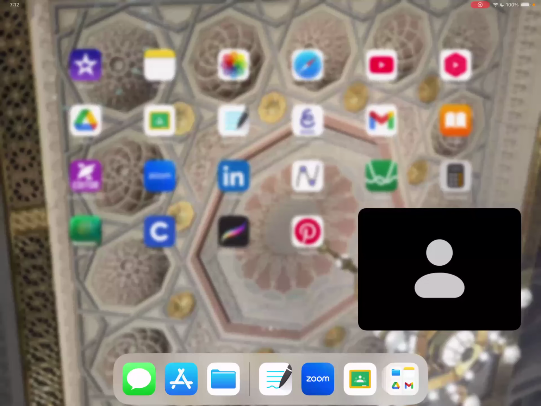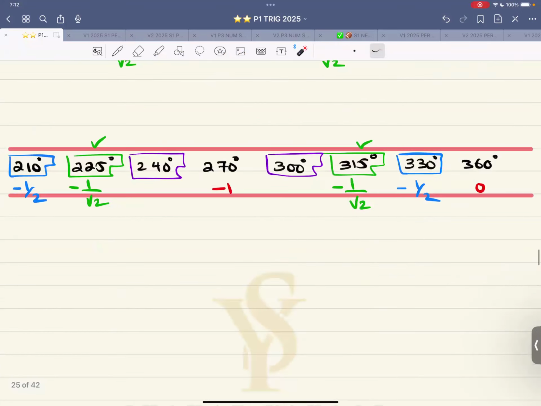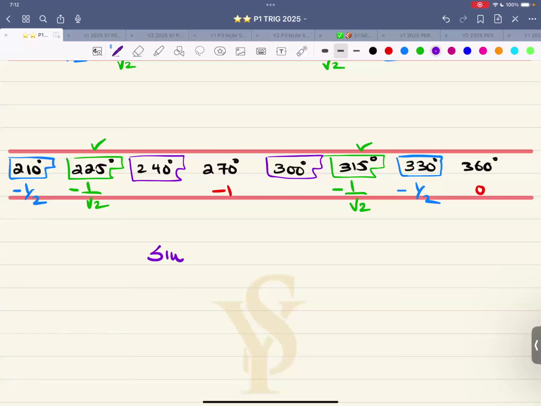So now let's go back. Now just focus on all the colored ones. Blue is associated with 30 degrees: first quadrant, 180 minus 30 is 150, 180 plus 30 is 210, 360 minus 30 is 330. That is why they have the same trig ratio. And we know that sine is positive in the first and second quadrants. Sine is negative in the third and fourth quadrants.